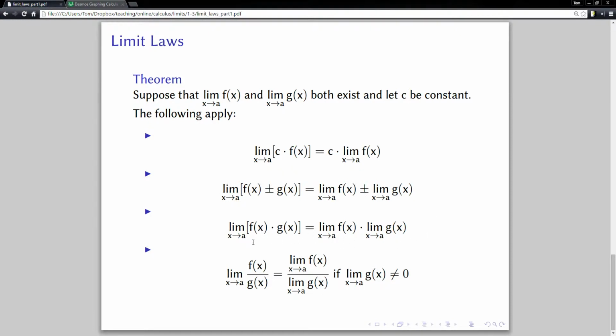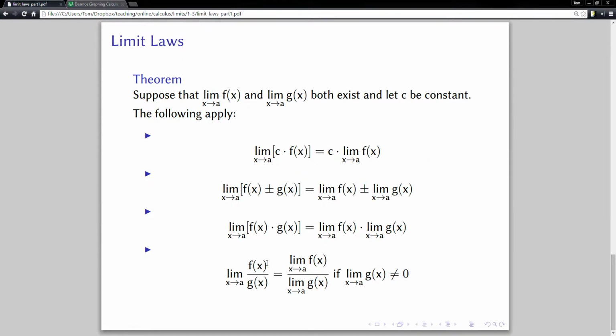For multiplication, limits work nicely here. Here I have the limit of the product or multiplication of two functions. And so the limit of that function is just the multiplication of the limits there. So all of those work really nicely, about as nice as you could hope to have.